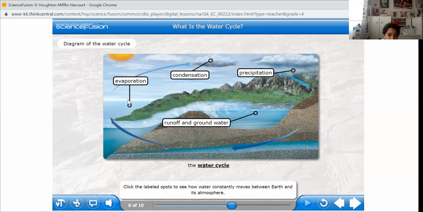So, evaporation, when liquid water turns to what? From liquid to gas. Excellent. This is evaporation. Okay, Liam, condensation comes next. Condensation means?